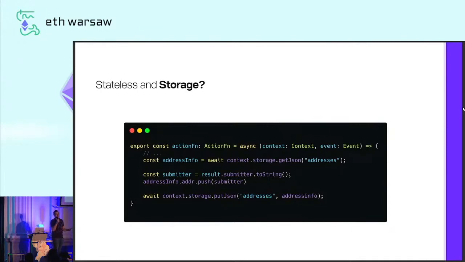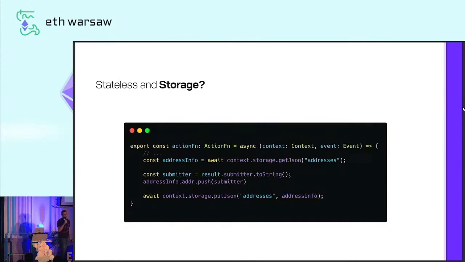So let's explore that. We have this context as a first parameter to each of our action functions. It allows you to interact with two additional features that Tenderly provides for you when working with Web3 Actions. One is secrets, which replaces the .env file for you. And the next one is this storage.